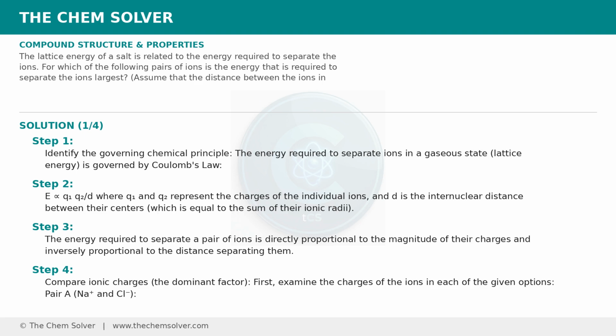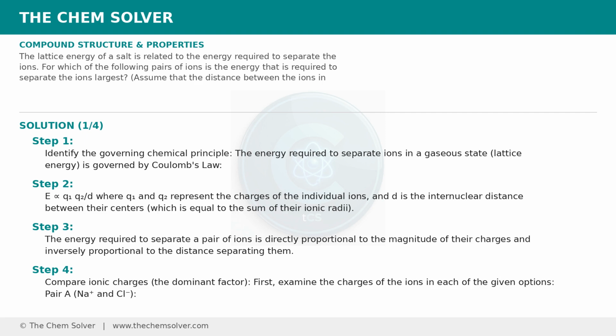The energy required to separate a pair of ions is directly proportional to the magnitude of their charges and inversely proportional to the distance separating them. Compare ionic charges, the dominant factor first. Examine the charges of the ions in each of the given options.